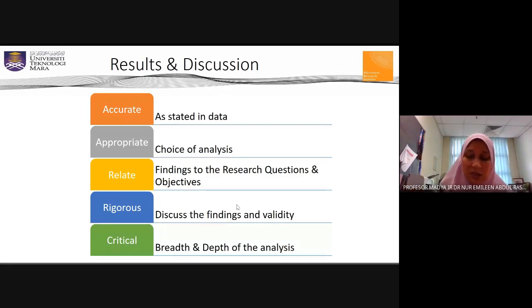Tapi if let's say ada certain examiner, because benda tu adalah area dia, walaupun students tak buat validation pun, dia boleh tahu benda tu betul ke tak. Sebab dia dah biasa, dia dah well known. Tapi if let's say examiner tu mungkin CPCT je area dia, then dalam result and discussion tu, examiner tu akan cari in detail benda tu. Dia nak everything should be justified lah.